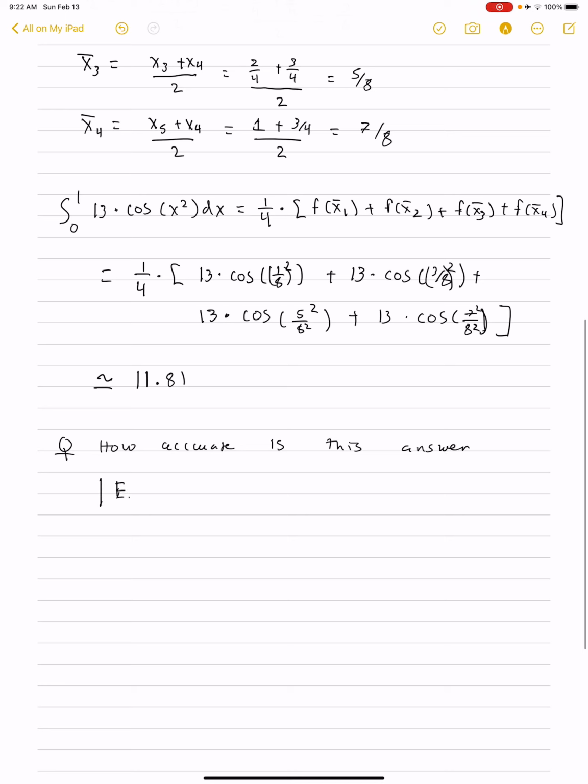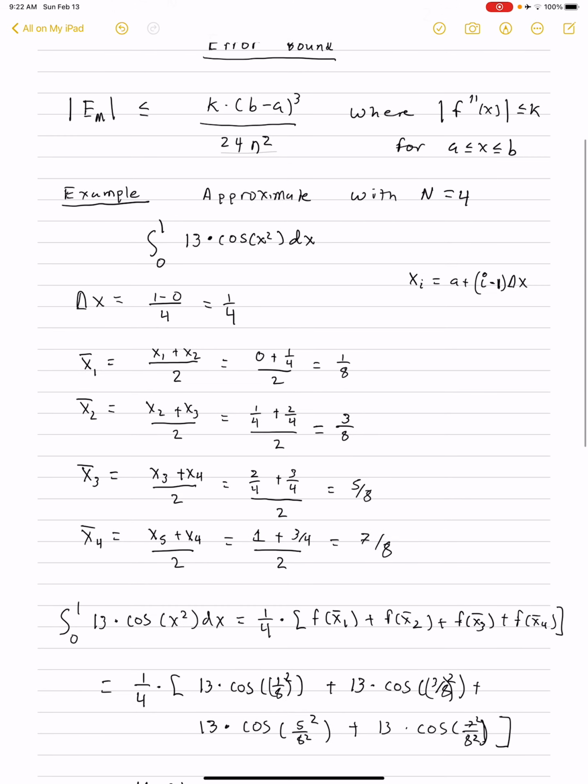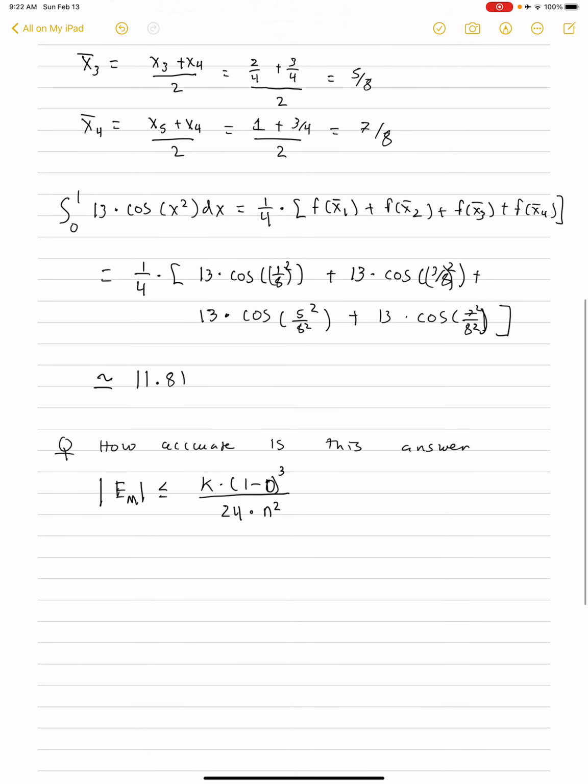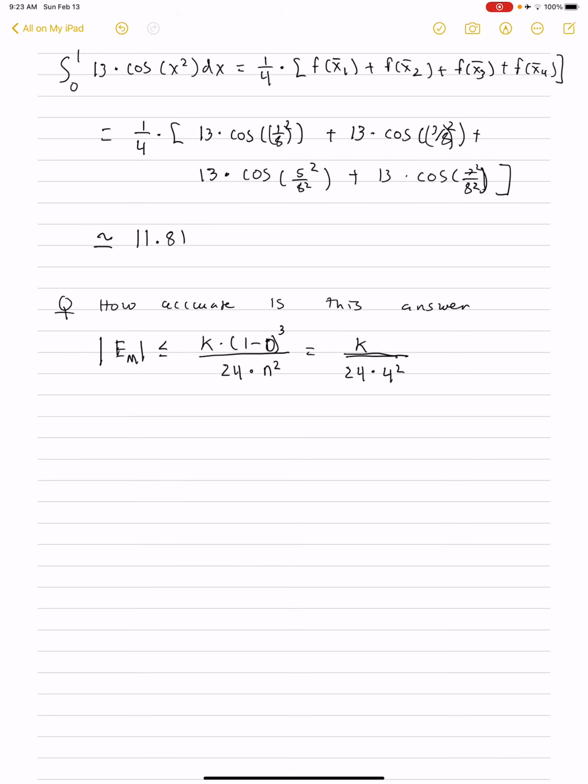The error from the midpoint rule is less than or equal to k times (b minus a), that's 1 minus 0, cubed, divided by 24 times n squared. So k times 1, and I'm going to have 24 times 4 squared. Now, we need to figure out the value of k before we proceed.